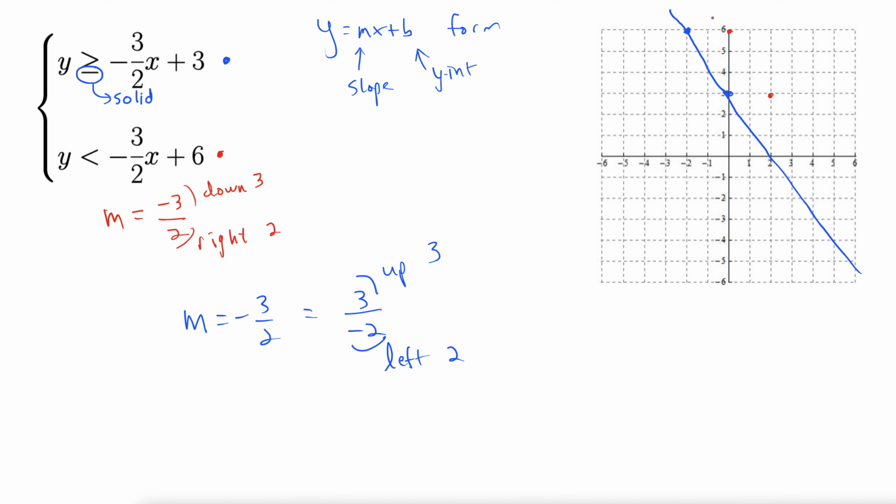There we go. And this one does not have the equal sign underneath the inequality, so it's going to be a dashed line. Dashed. Okay, so now we connect the 2 points with our dashed line, and it looks something like that. It should be very much parallel to the line that's already there.